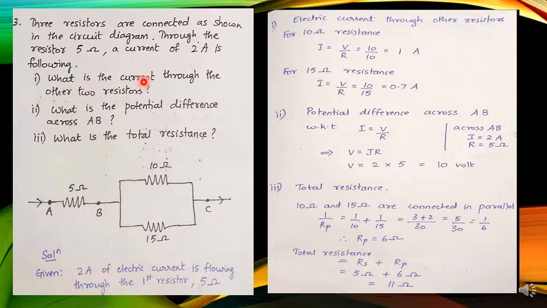First one, what is the current through the other 2 resistors? Which are the other 2 resistors? 10 ohms and 15 ohms, because for 5 ohms the current is being given, that is 2 amperes. So you should be finding it individually for both the resistors. To find that, what do we require? We have R value. We require voltage value also to find I, because I is equal to V by R. Then for the other resistor also we should find in the same way.